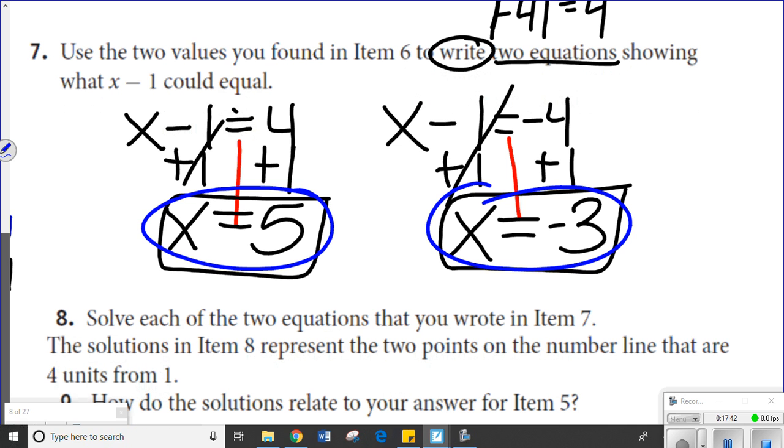But they are the same. Can't fix that. My computer's acting funky. So we got 5 and negative 3.